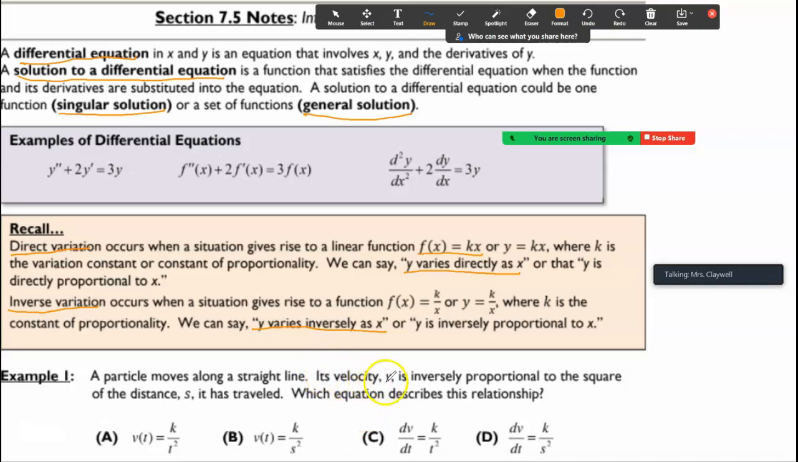Okay, so it says velocity is inversely proportional to the square of the distance s. So my output is velocity. It's inversely proportional to the square of s. So that means s is going to be in the denominator, and then I just put a constant in my numerator. As I look at my options, I see that it has the v of t. So all of these are inverse variations or inversely proportional, but they don't all have s in the denominator, and our output is not the derivative of v, but just v.